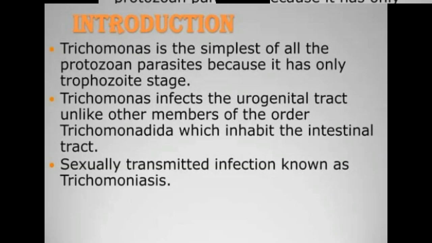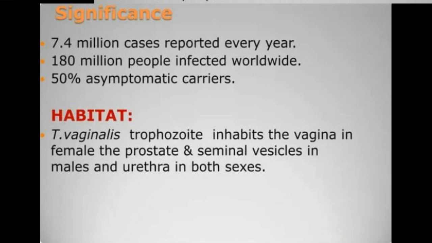Introduction. Trichomonas is the simplest of all the protozoan parasites because it has only the trophozoite stage. Trichomonas infects the urogenital tract, unlike other members of the order Trichomonadida, which inhabit the intestinal tract. Sexually transmitted infection known as trichomoniasis. Significance: 7.4 million cases reported every year, 180 million people infected worldwide, 50% asymptomatic carriers.